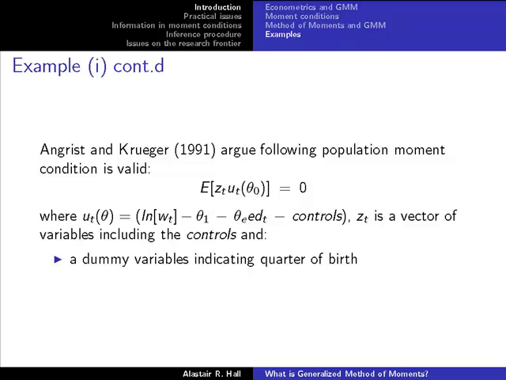So least squares won't do, but what Angrist and Krueger did was use the structure of the schooling laws that were around in the United States at that time. They were able to argue that the following population moment condition would hold: that the error term of that wage equation will be uncorrelated with a vector of variables that would include both the controls and, most crucially, the dummy variables indicating the quarter of the year in which the individual had been born. So it gives an example of how a moment condition arises in that setting.